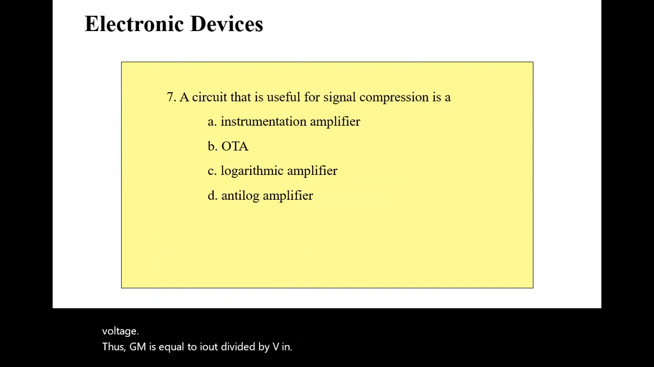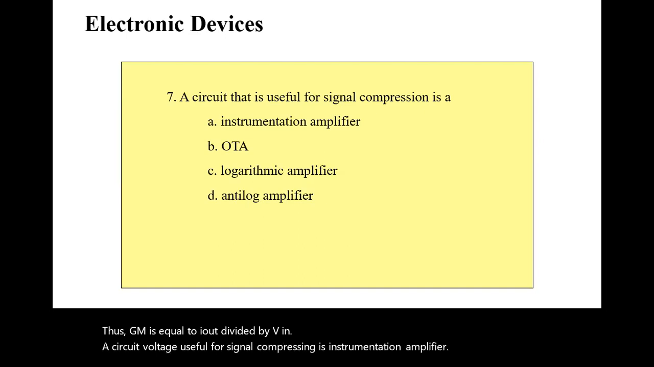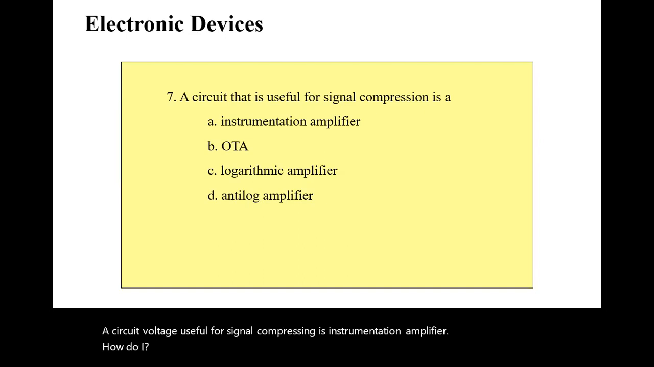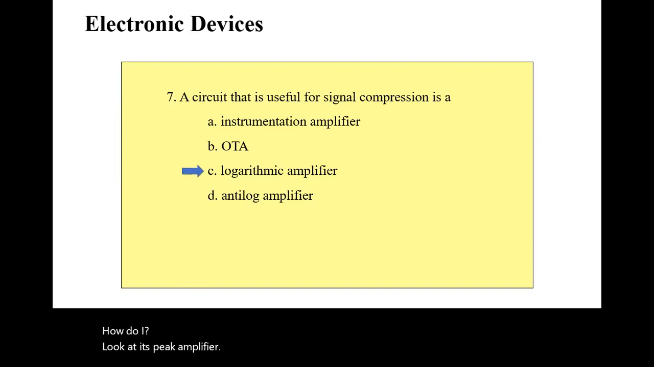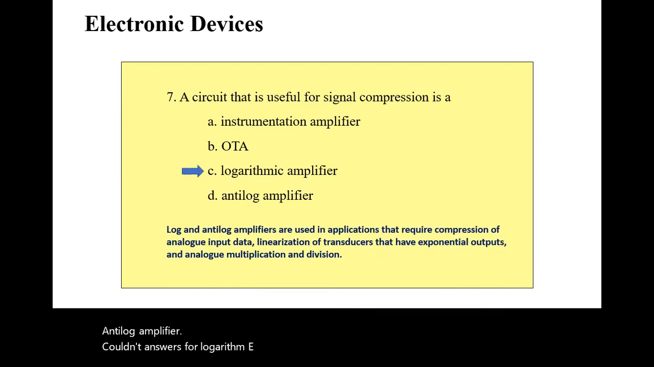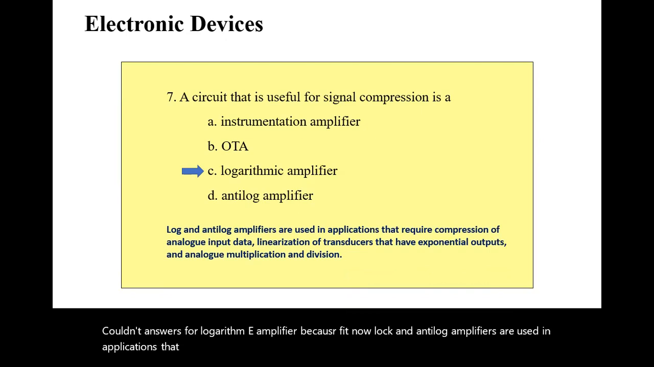A circuit that is useful for signal compressing is instrumentation amplifier, OTA, logarithmic amplifier, anti-log amplifier. The correct answer is the logarithmic amplifier, because we know log and anti-log amplifiers are used in applications that require compression of analog input data, linearization of transducers that have exponential outputs, and analog multiplication and division.